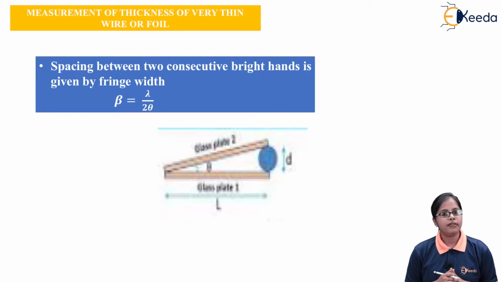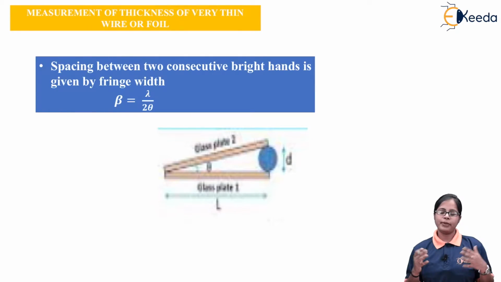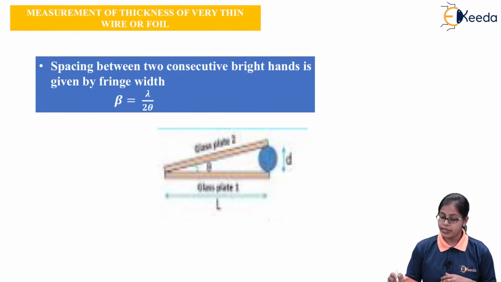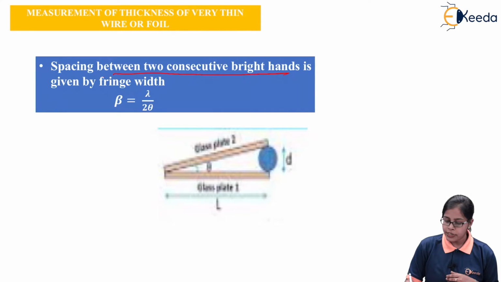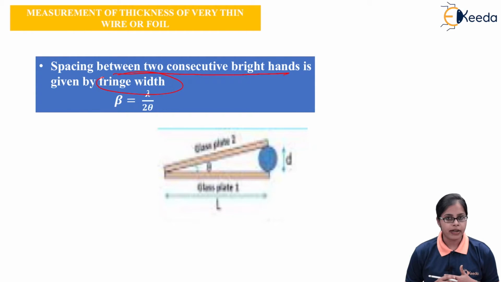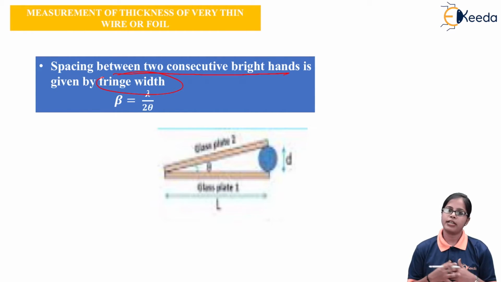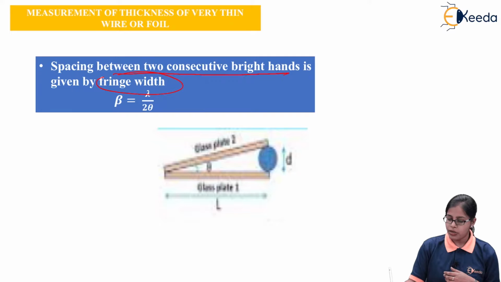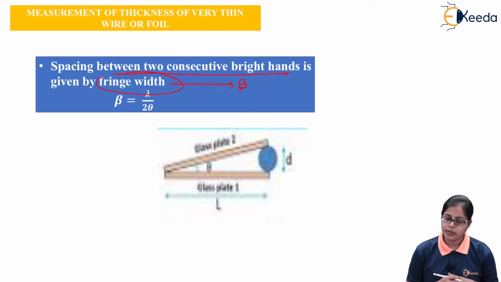As we are aware, the spacing between two consecutive bright bands or two consecutive dark bands is called the fringe width, because whenever we talk about alternate bright and dark bands, there is a spacing between two consecutive bright or two consecutive dark bands, and that spacing is given by the term fringe width. It is denoted by beta.